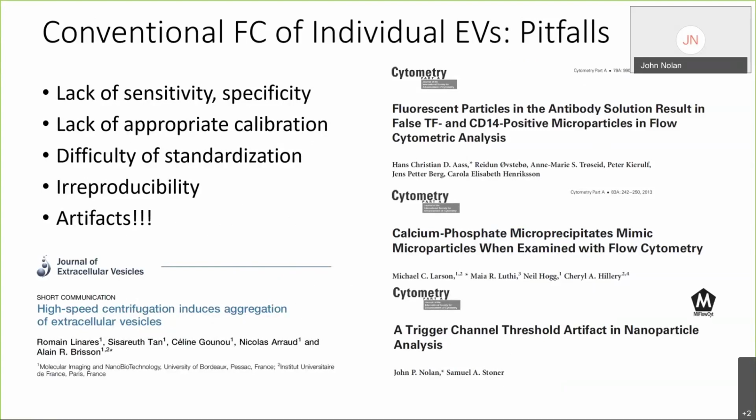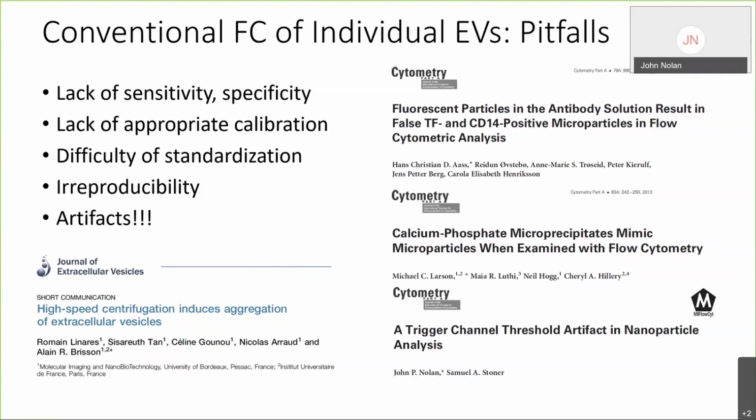So these pitfalls or challenges were recognized by a number of people independently as they tried to measure vesicles by flow cytometry, and the whole set of papers that have described the various artifacts that can appear when you try to measure dim particles by flow. And so this is where the field was, say, 5 years ago.